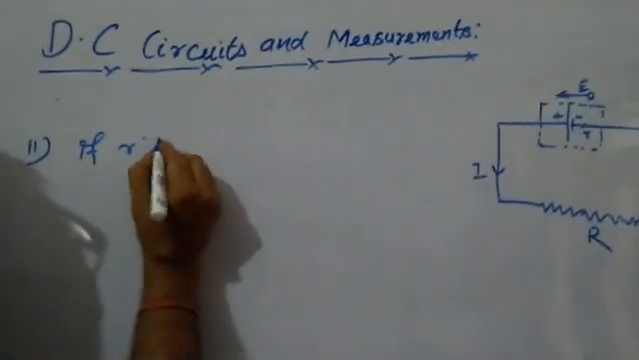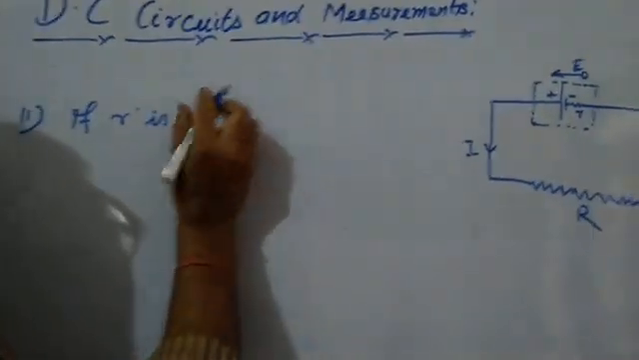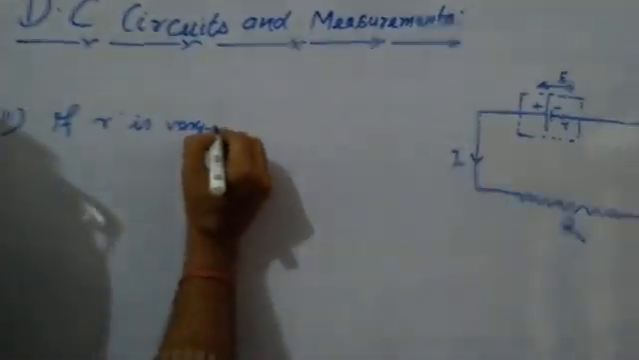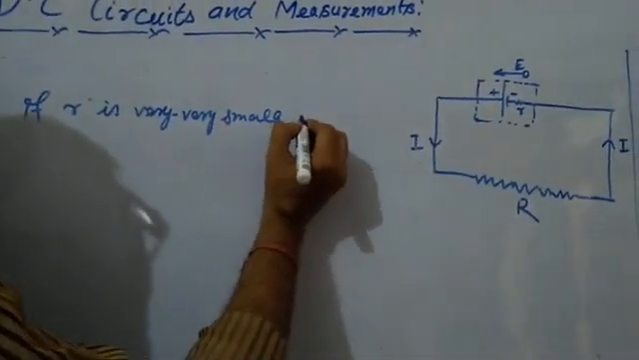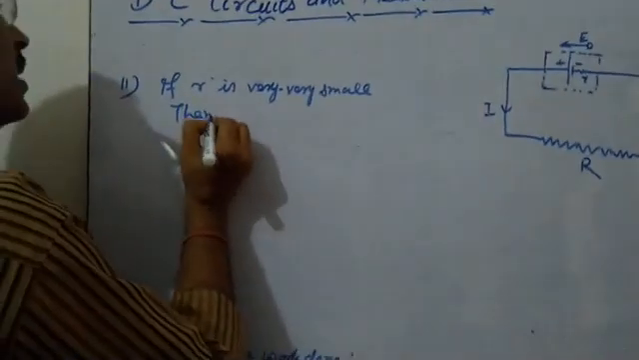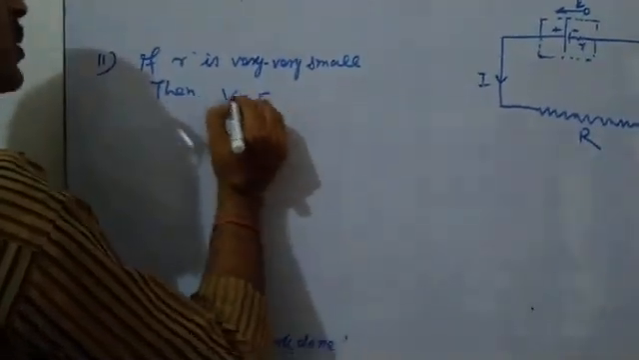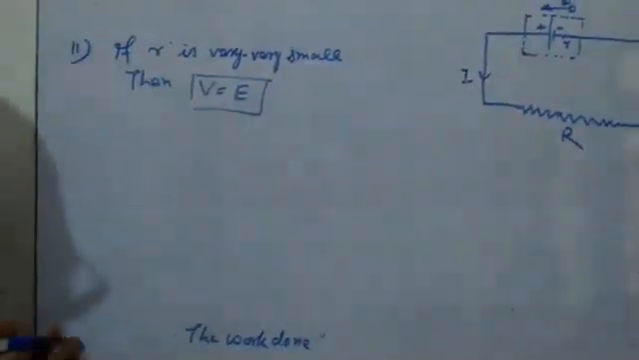Second point, if r is very small, then V is also approximately equal to E, the terminal voltage.